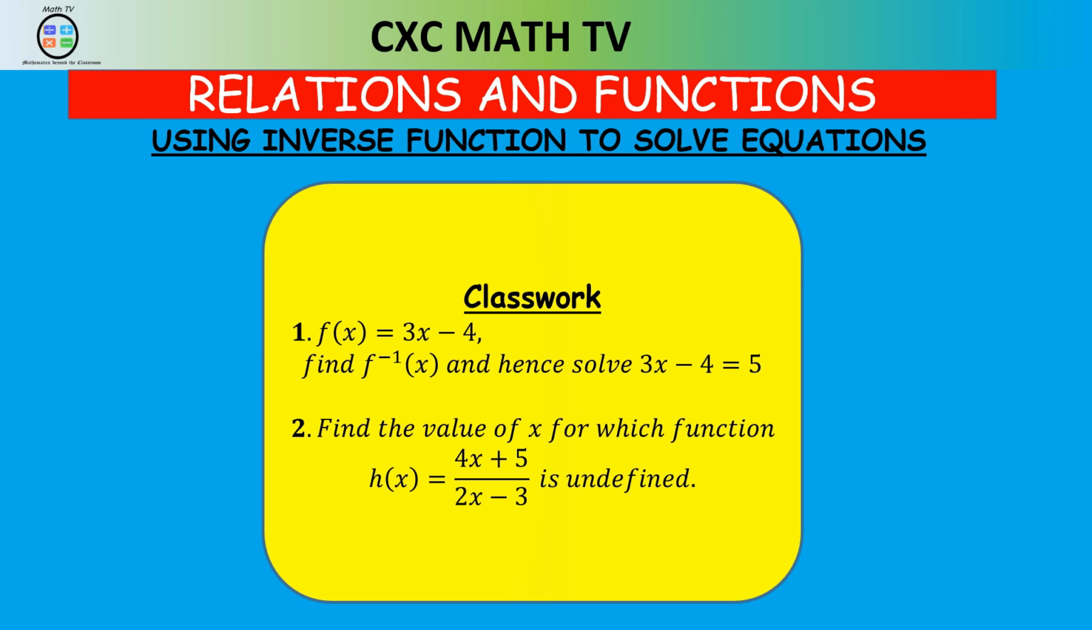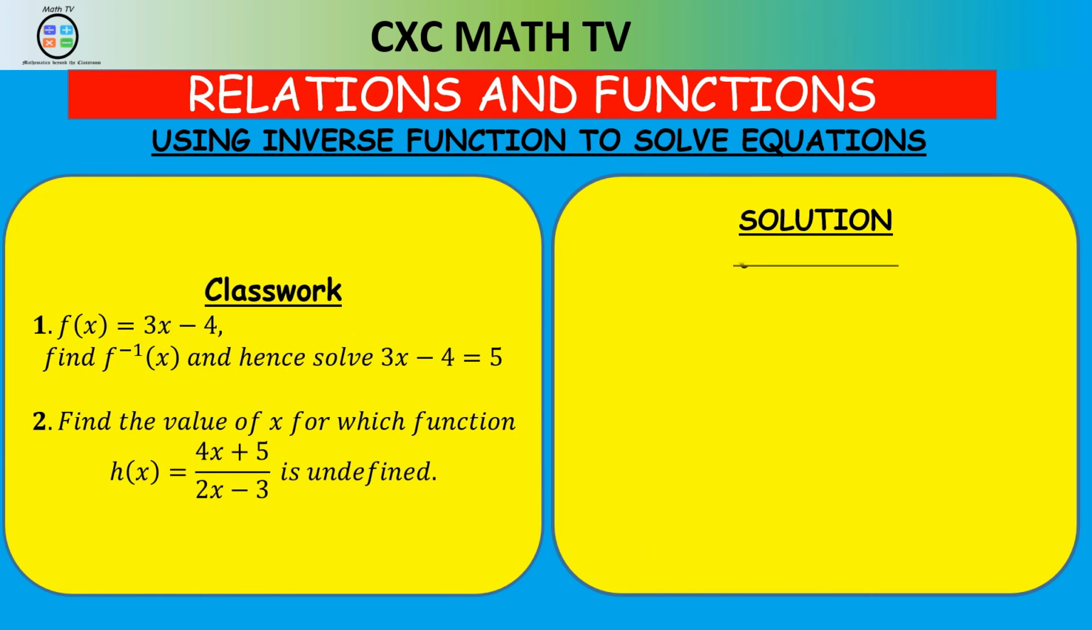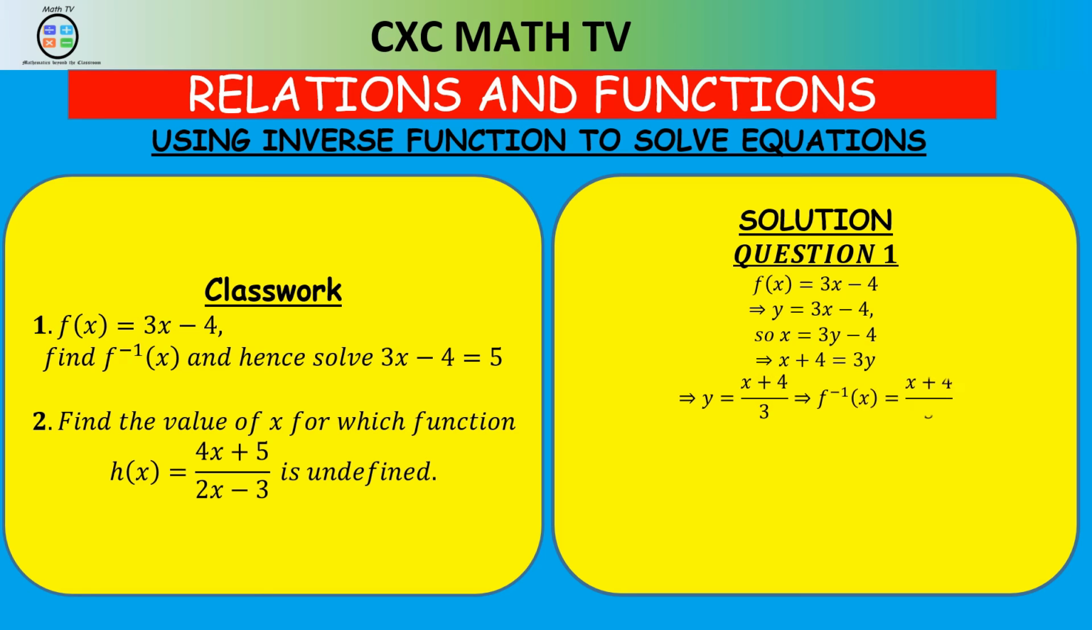Alright, so for the first part, to find f inverse, we know we interchange x and y, to have x is now 3y minus 4. That becomes x plus 4 equal to 3y. Divide both sides by 3. And so that gives us f inverse is (x + 4) over 3.